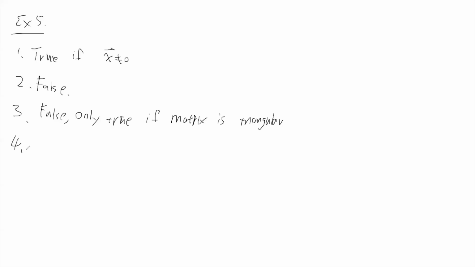Or 4, an eigenspace of A is a null space of a certain matrix. Yes, true. And to be a little more specific, it's a null space of the matrix A minus lambda I. Remember this? To find the eigenspace, we look at the null space of A minus lambda I x equal to 0.